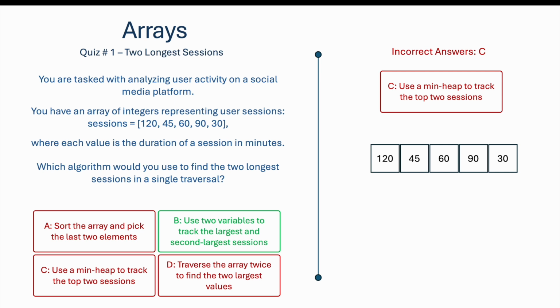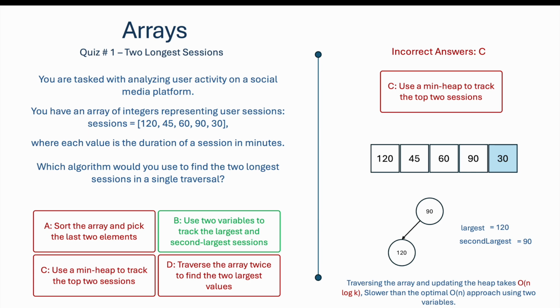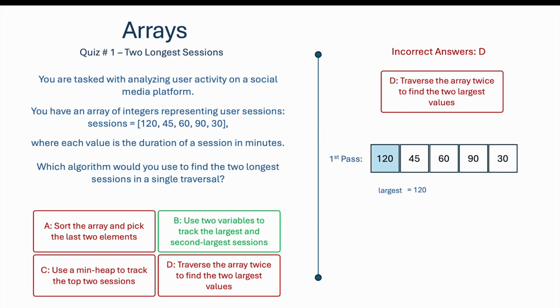Option C, use a min heap to track the top 2 sessions. Here we have a min heap with a maximum of 2 elements, and as we traverse the array, we update the min heap. As you see, 60 is greater than 45, so we replace 45 with 60, and 90 replaces 60. When we reach the end of the array, we have the largest and second largest values. This also gives the right answer, but it takes O(n log k) time. Just imagine if we had to find the top k sessions, would this be the efficient solution?